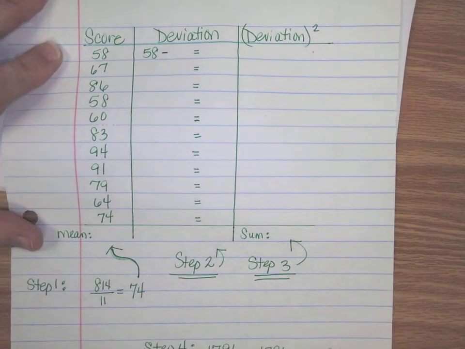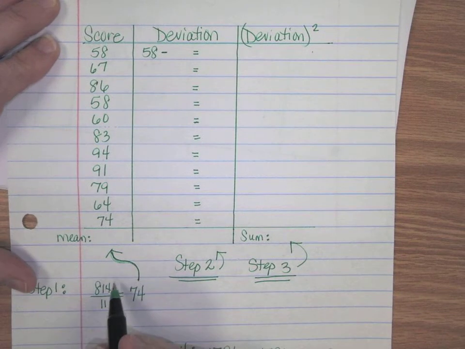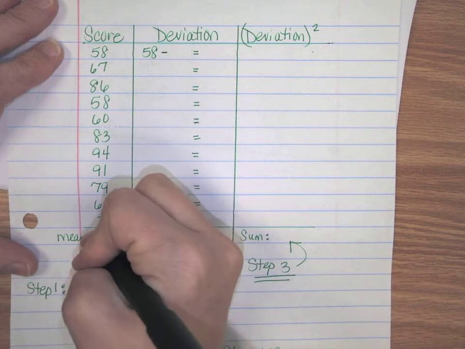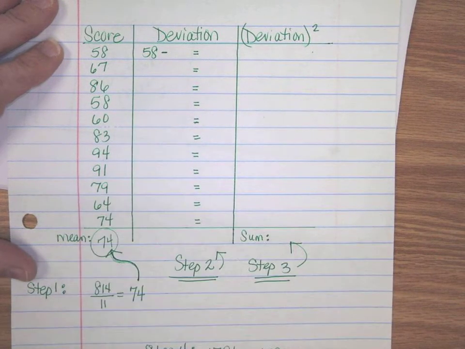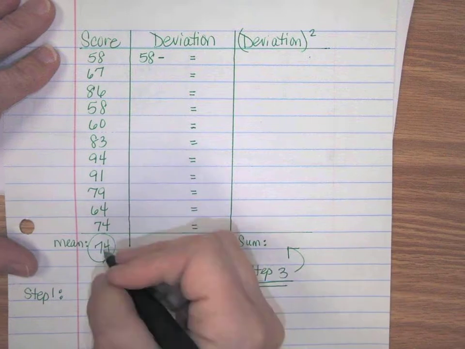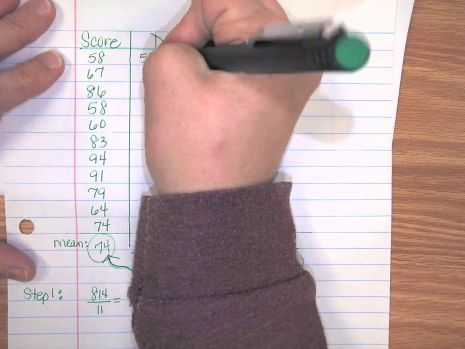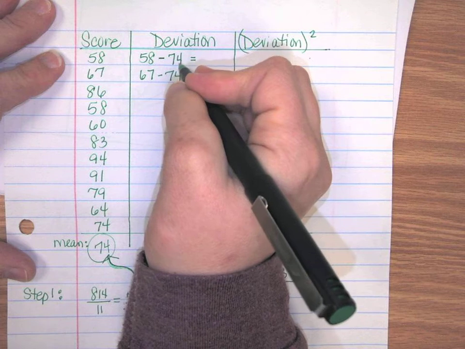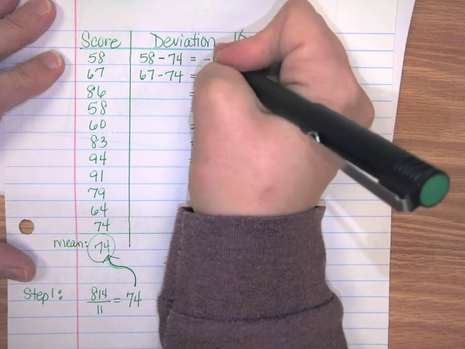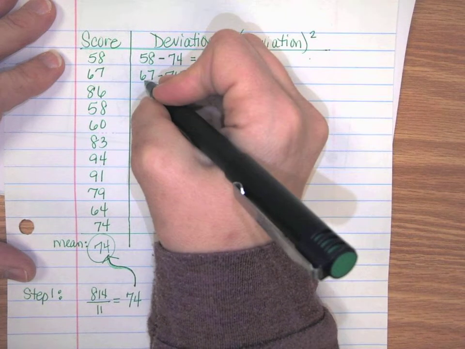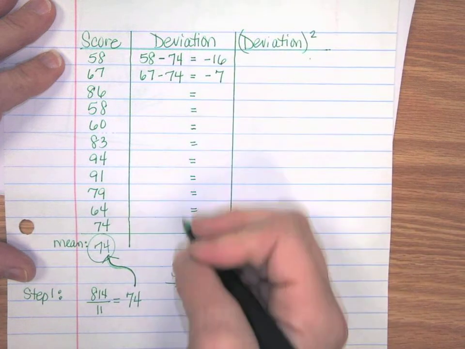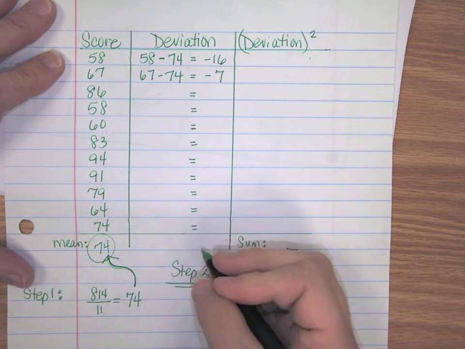Okay, so I'm going to go ahead and show you that in step 1, if you do this correctly, you should get a total of 814 when you sum those together, and then you divide that by 11. So in step 1, you should get your mean to be 74. Then you're going to use that 74 for all your deviations. You're going to do 58 minus 74. That's a negative 16. Then you're going to do 67 minus 74, which is a negative 7, and so on, all the way down.